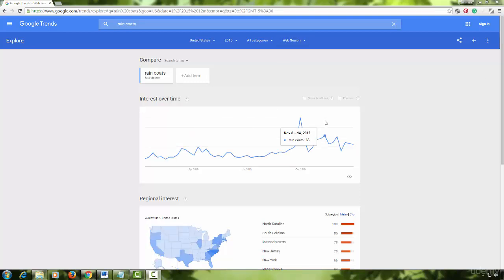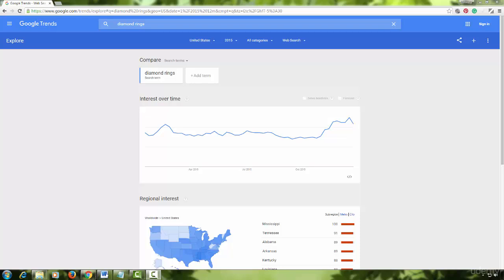Now, let's take a look at something entirely different. Raincoat. Let's see what the pattern looked like in 2015. As you can see, demand exists throughout the year, but it peaks in late September and early October and stays high for the rest of the year. On the other hand, for diamond rings, the demand hits a high in mid-February, which is around Valentine's Day, and then falls a bit. It increases again during late November and early December.